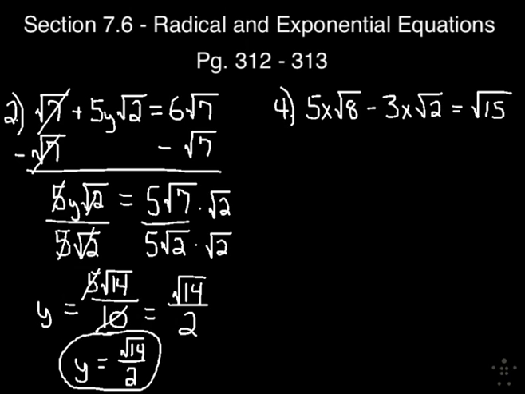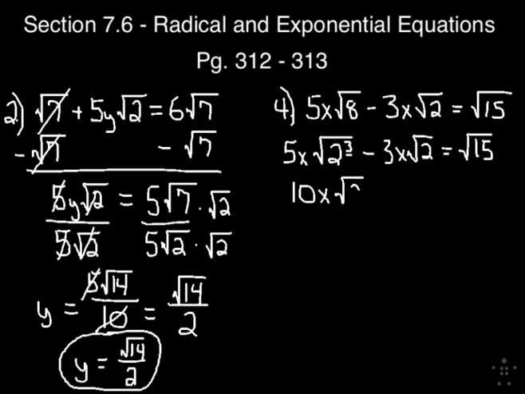So I'm going to have to do some simplifying here, and hopefully you know that the square root of 8 is really just square root of 2 cubed. 2 times 2 times 2 is 8, minus 3x square root of 2 equals square root of 15. Now, because this exponent right here is bigger than your index, you can divide. 3 divided by 2 is 1, so one 2 comes out, and one 2 stays under the radical. So 5 times 2, since you already have a 5 there, that's 10x times the square root of 2 minus 3x square root of 2 equals square root of 15.